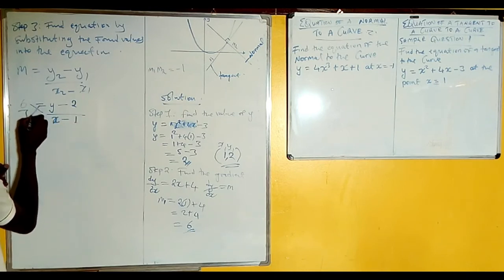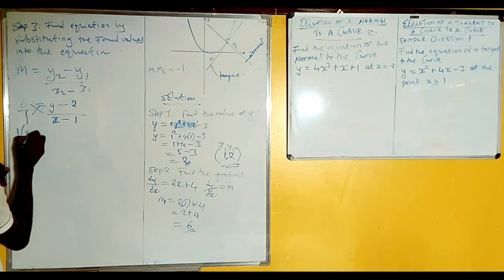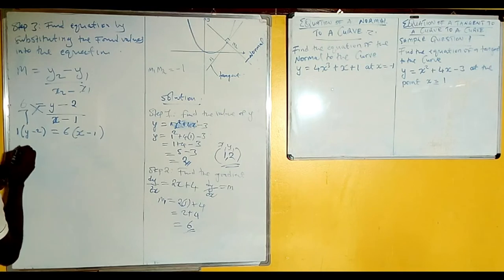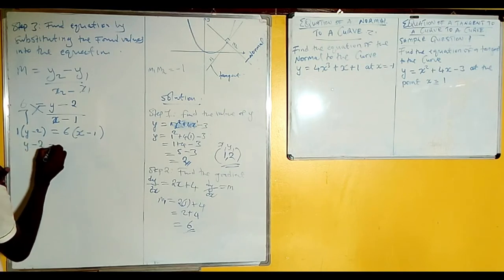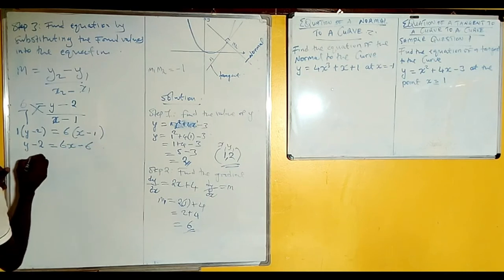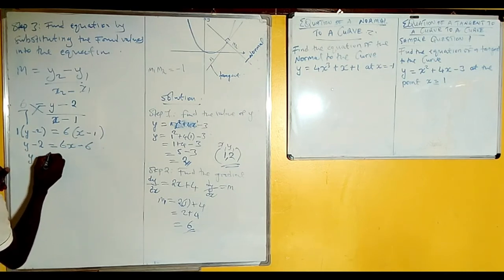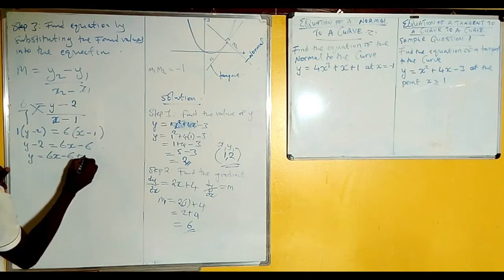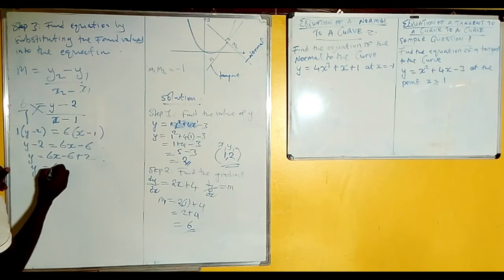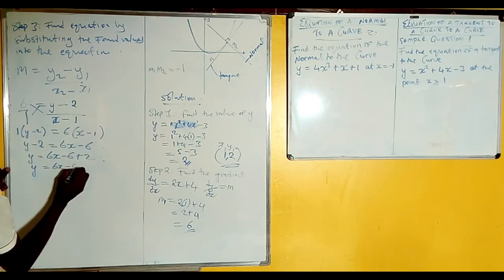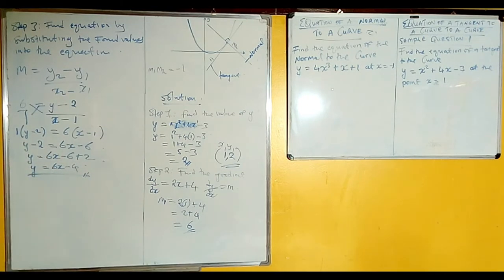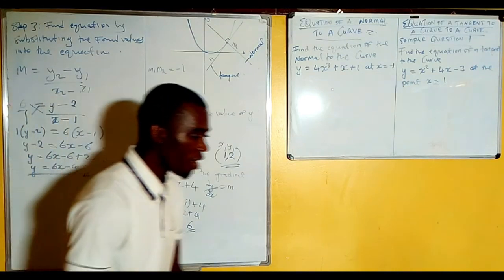Then there we can cross multiply. So this is 1 multiplying with y minus 2, which is equal to 6 multiplying with x minus 1. So this is y minus 2 is equal to 6x minus 6. Then this one here will be y is equal to 6x minus 6 plus 2, because this one crosses. So y will be equal to 6x minus 4. And we have found the equation. So for the equation, y always has to be the subject of the formula.